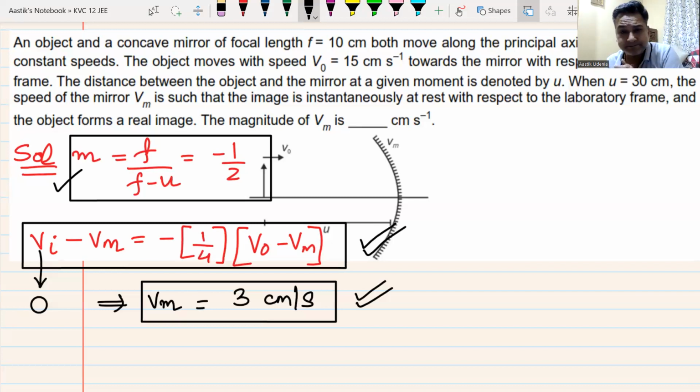Sir? Yes. How is VI 0, sir? Who will tell the answer of this, sir? Anyone? The image is at rest. Girls? Anyone, speak up loudly, I just can't hear you. Yes? Anyone? The image is at rest with respect to the laboratory frame, such that the image is instantaneously at rest with respect to the laboratory.